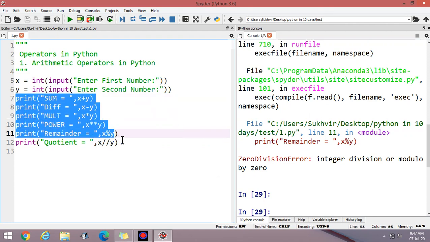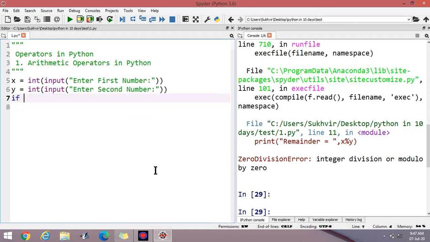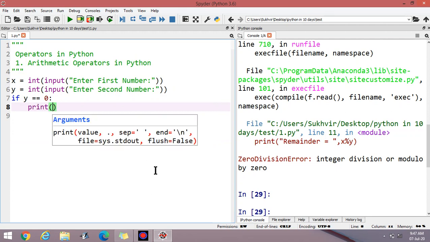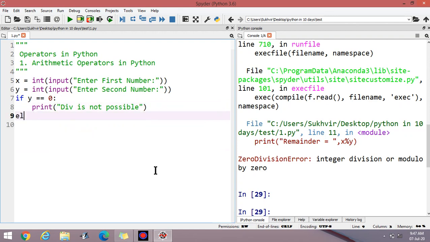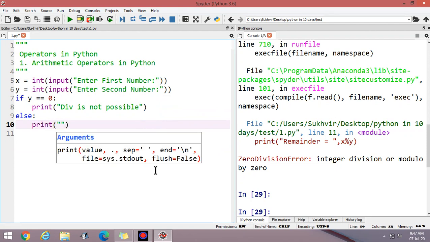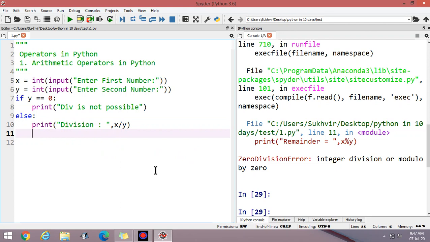To overcome this error, we can write if y is equal to 0, print division is not possible, else print. You can apply this content in the division block. Then x divided by y. It is similar to your C statement.